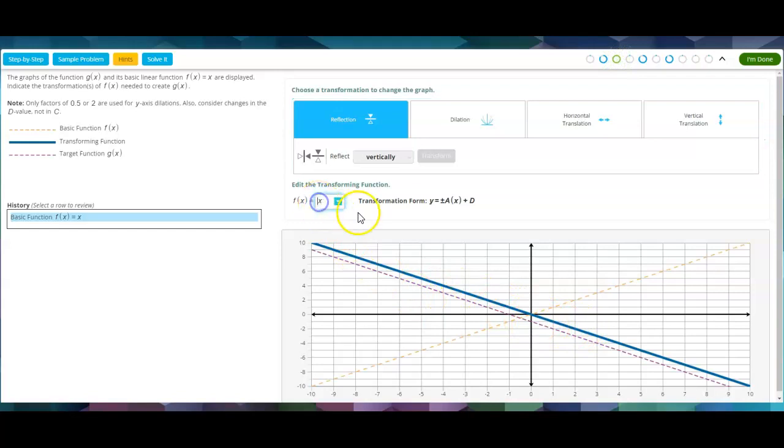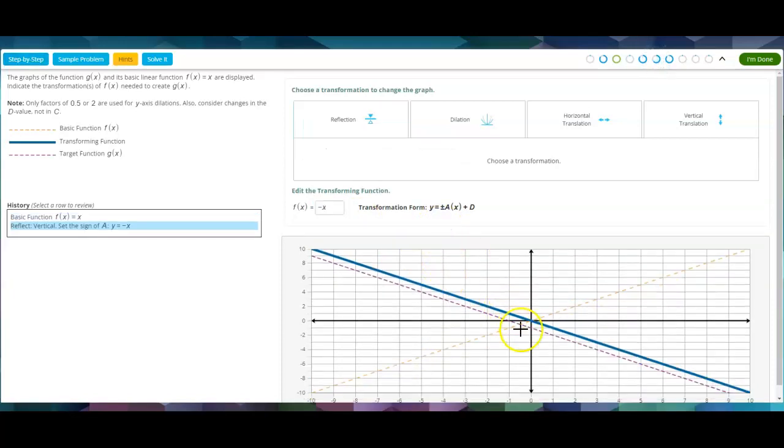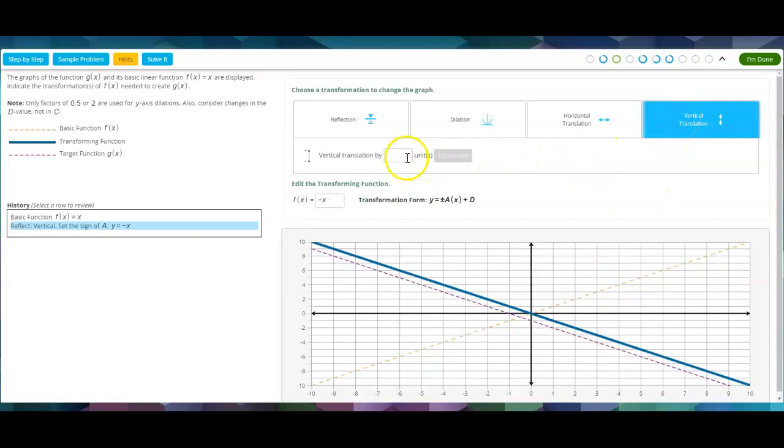And how do you represent a negative slope? You put a negative right there. Now, are we done? No, we're not done because something else happened. See how there's another thing that happened. It went from right here, which is the parent function at 0, 0, it went down 1. So we're going to go over here and we're going to do a vertical transformation.